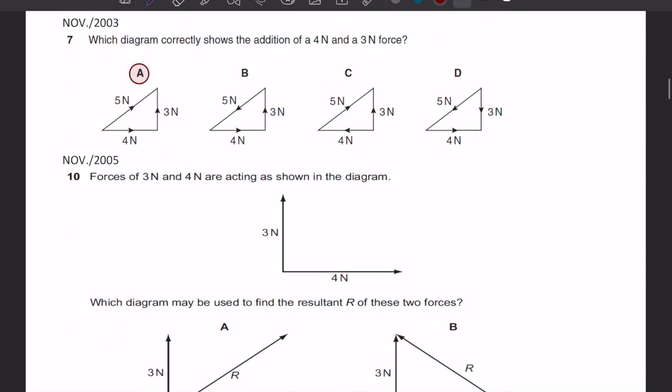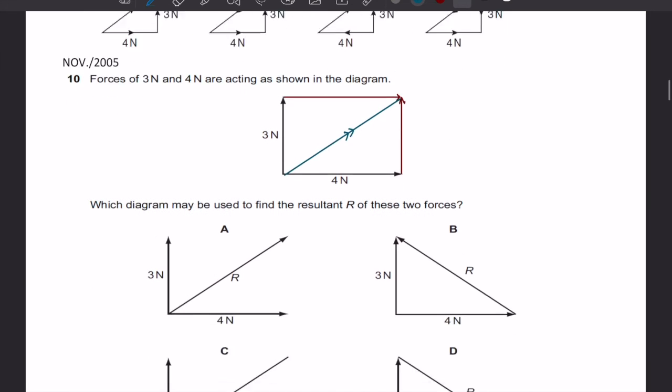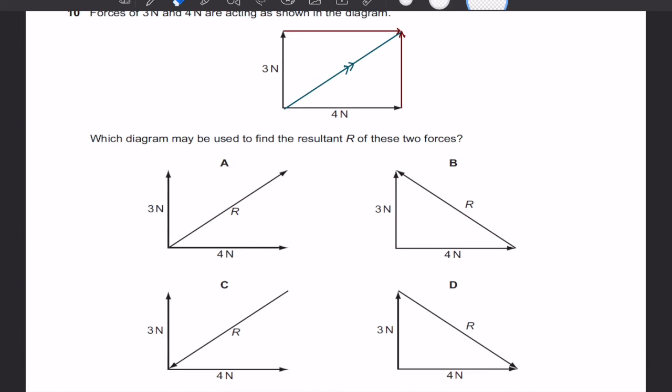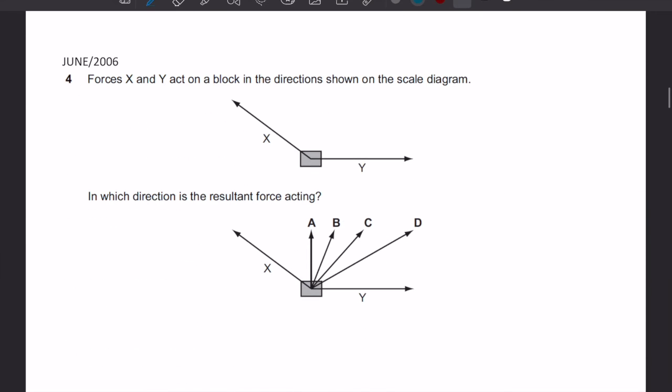Moving on, it says forces of 3 Newton and 4 Newton are shown in the diagram. And then again, we have to find the resultant. But there are two tails together. So if there are two tails together, and I have to get the resultant, I'm going to have to make sure that I complete a parallelogram. And when I complete a parallelogram, I could see that the resultant goes from tails to heads like this. So for which diagram shows a possible resultant, I can tally it with the resultant that I've drawn, and that only matches with option A. This is how I pick my choice.